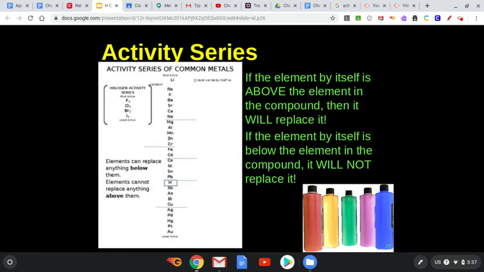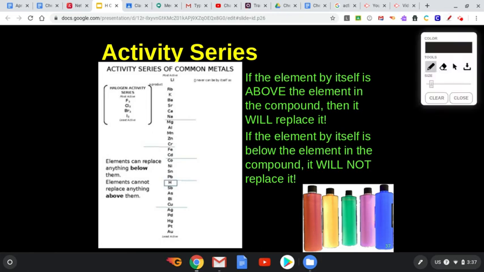The activity series is a list from most active to least active metals on the periodic table. The most active metals are at the top, the least active are at the bottom, and they are ranked in order. You'll also see that hydrogen is put in here for reference. The way that you use the activity series is if the element that is by itself in your equation is above the element that is in the compound, then it will replace it. If the element that is by itself is below the element in the compound, it will not replace it.